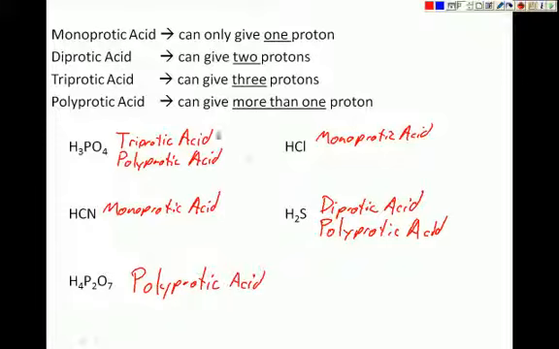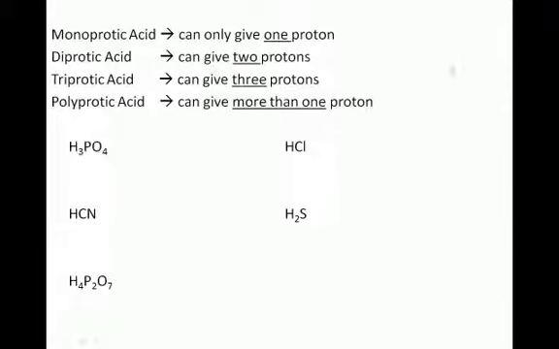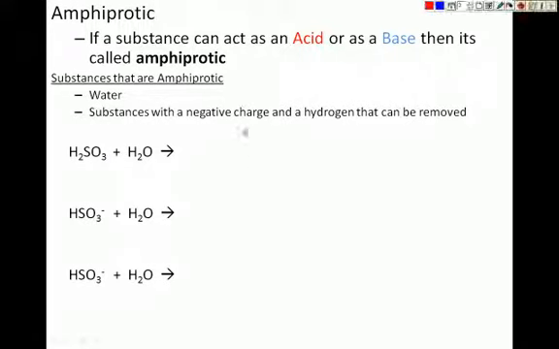Okay, so a little definition of mono, di, tri, and polyprotic acids. Okay, now we're going to work on another definition, which is called amphiprotic. Now, amphi means both. Okay, so amphiprotic means a substance that can act as an acid or a base. And if it can act as an acid or a base, then we call it amphiprotic.